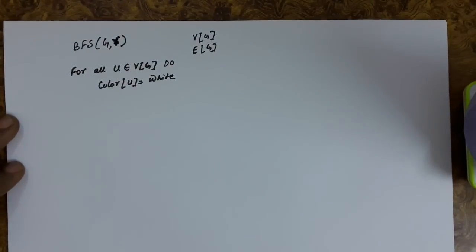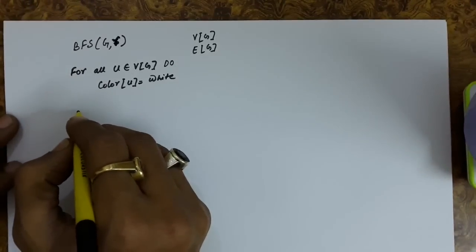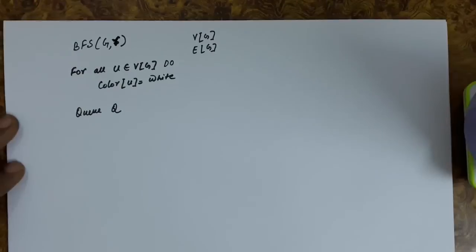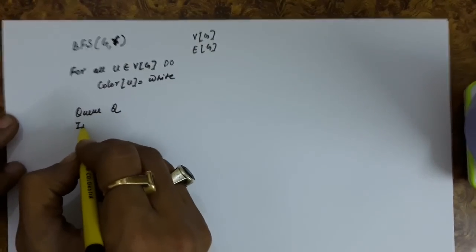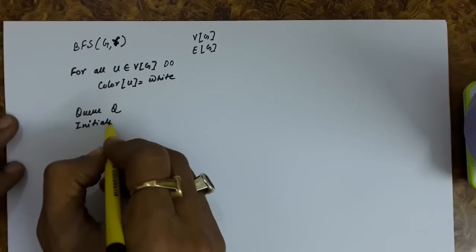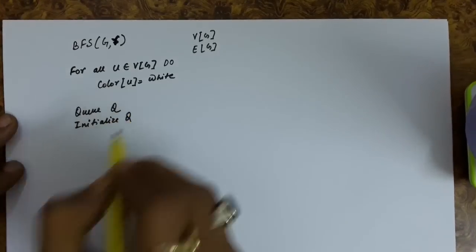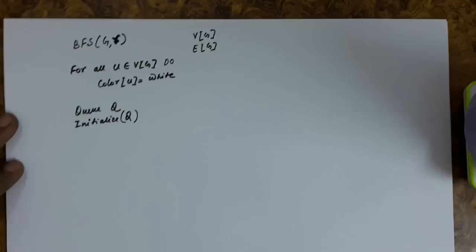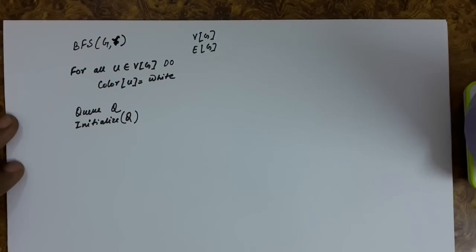Let's say there is a color array, and the color array will be containing the same number of entries as that of the vertices. So color u is white. Fine. Let us take a queue. Let's say we are taking a simple queue Q, and let's say we are initializing this queue. Obviously we will have to initialize this queue. Initializing means initially we should ensure that there are 0 elements in this queue.